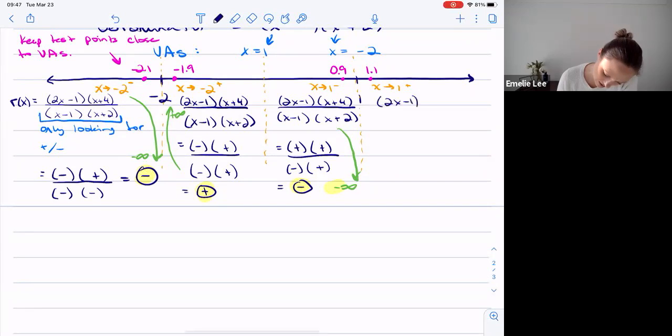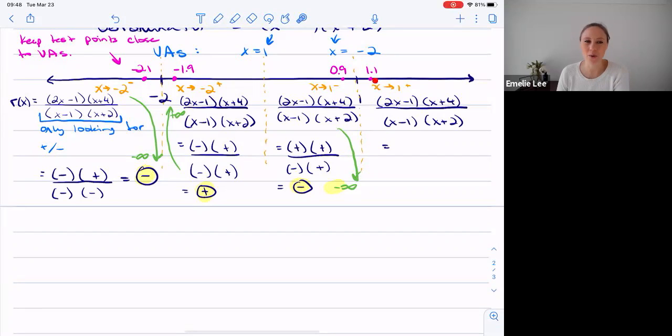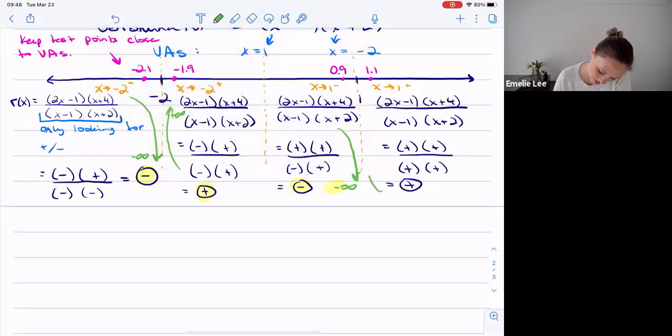So let's see here, 2x minus 1 times x plus 4 over x minus 1 times x plus 2. This is our last one. Now I'm pretending to be at 1.1, let's say. So 2 times 1.1 minus 1 is still going to be positive, and then 1.1 plus 4 is positive. 1.1 minus 1 is positive, that's going to be the ticket there. And then 1.1 plus 2 is also positive. So overall, I have a positive behavior here, meaning it's going to positive infinity. Okay, good.